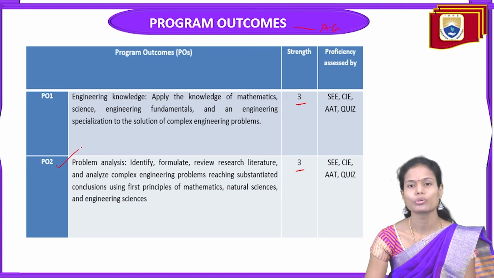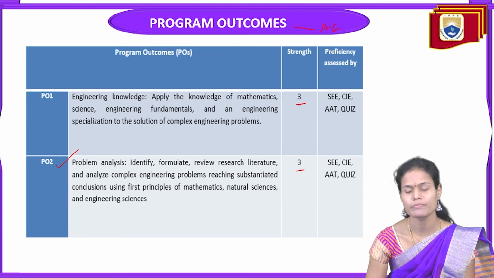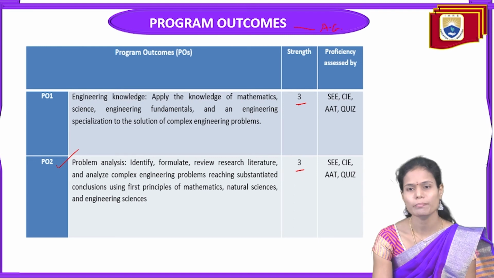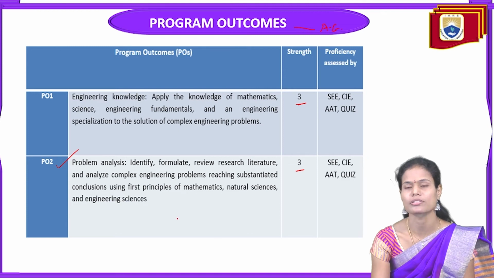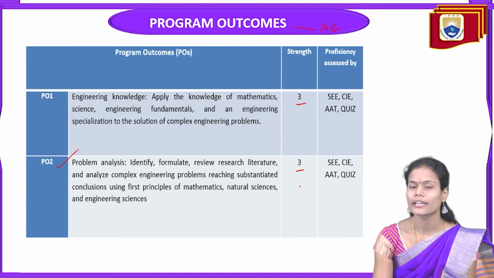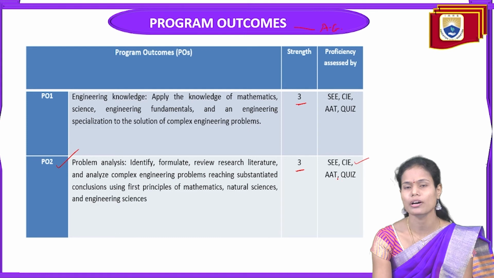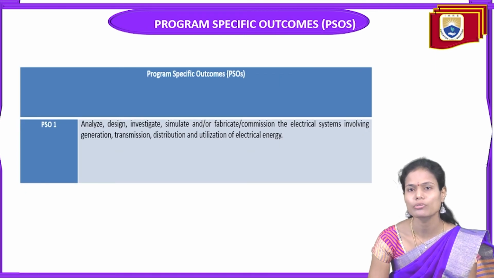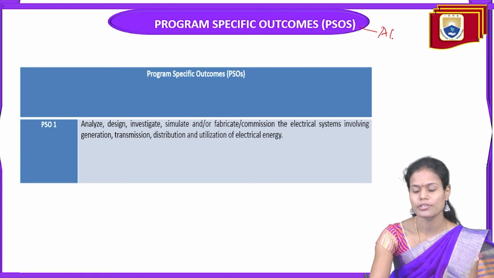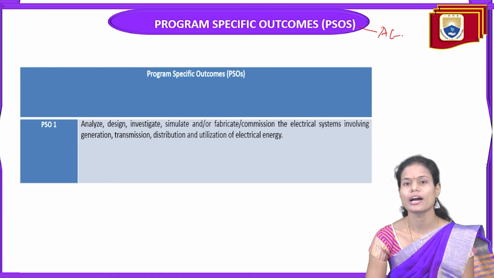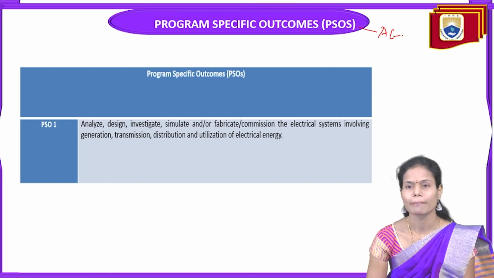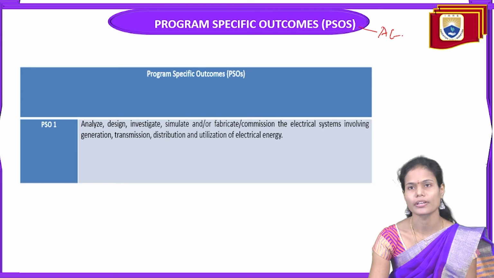And I have also utilized PO2, problem analysis: identify, formulate, review research literature, and analyze complex engineering problems, reaching substantial conclusions using first principles of mathematics, natural sciences, and engineering sciences. Here also I have given the strength as 3, and I can also achieve this proficiency assessed by semester end examination, continuous internal evaluation, and alternative assessment tools such as quiz. Along with this program outcome, I have also considered one program specific outcome for the AE subject. Program specific outcome 1 is to analyze, design, investigate, simulate, and fabricate the commissioning of electrical systems involving generation, transmission, distribution, and utilization of electrical energy.